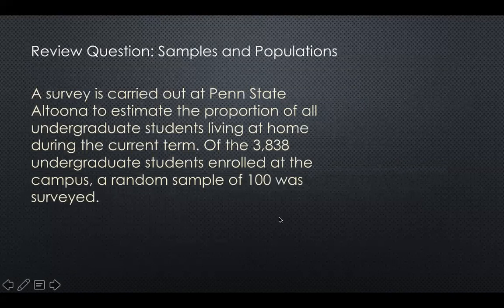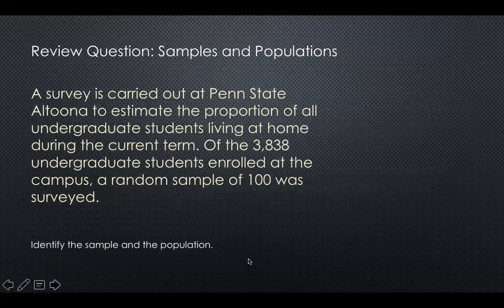So here's a review question. A survey is carried out at Penn State Altoona to estimate the proportion of all undergrad students living at home during the current term. Of the 3,838 undergrad students enrolled at the campus, a random sample of 100 was surveyed. So identify the sample and the population here. Take a moment, pause. I'll go over that in a few seconds.